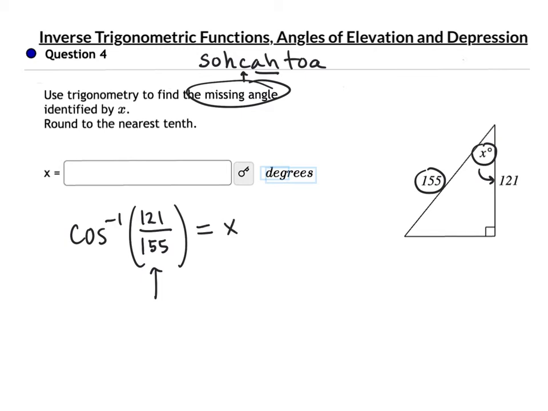And whatever this is going to be the angle we're looking for. It's our x. Plug this into Desmos. Make sure you are in degrees. And you should get about 38.7 degrees.